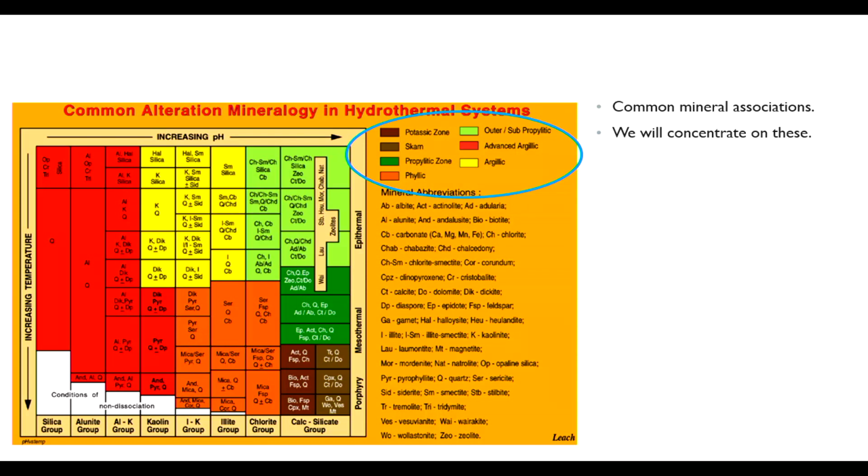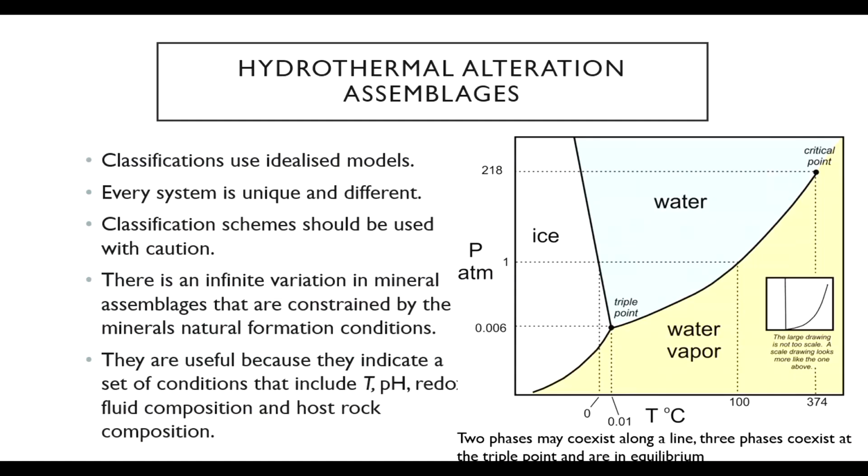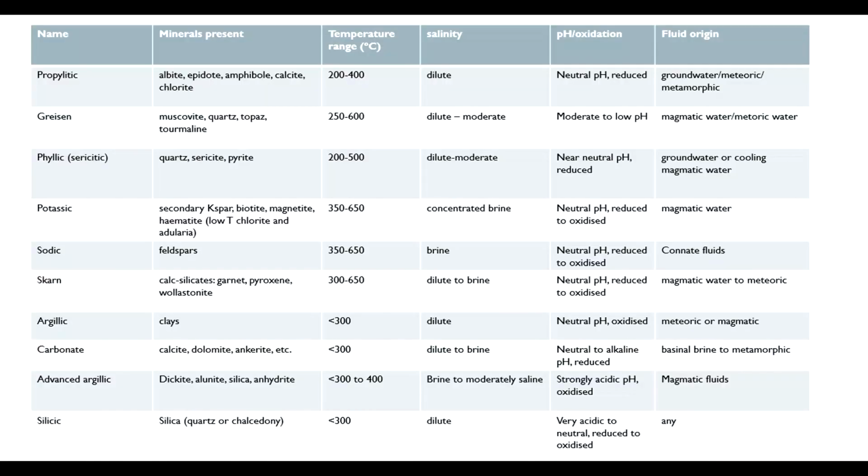We talked about potassic, skarn, phyllic, argillic, and advanced argillic. We also threw in a couple of extras just for good measure. Greisen, which can be sort of considered as advanced phyllic. And we talked about carbonate and silicic. And then, if we look at this diagram, here's all our types that we discussed.